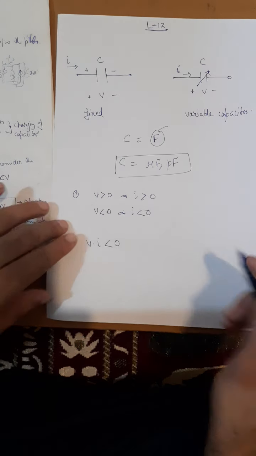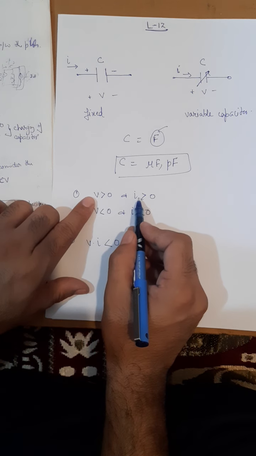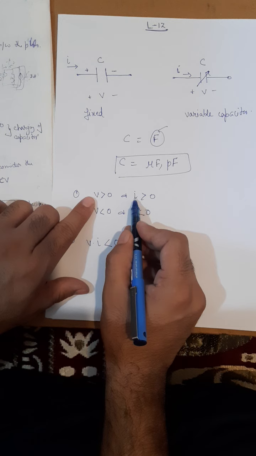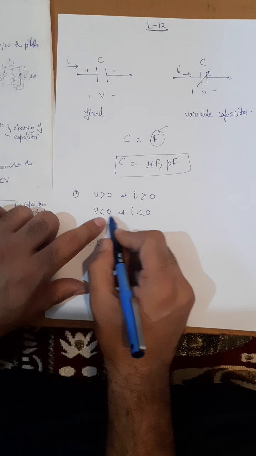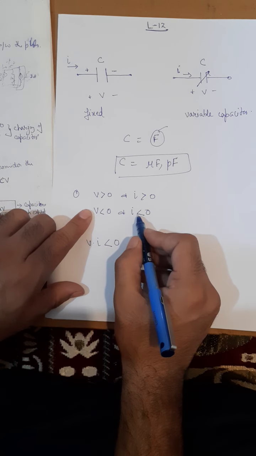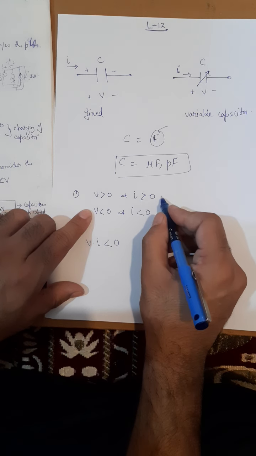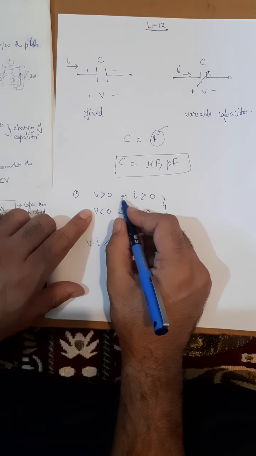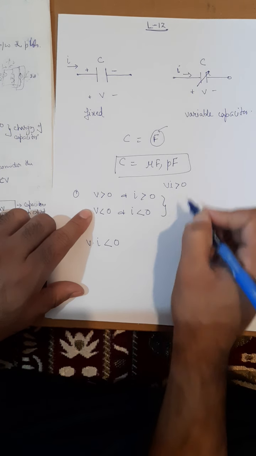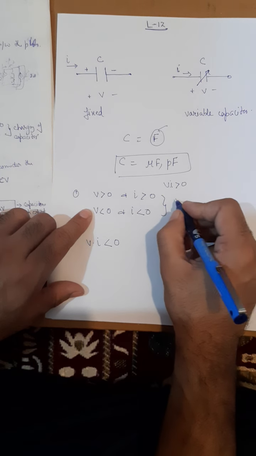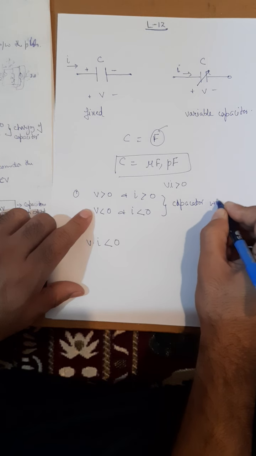Okay, so tell me, if voltage is greater than 0 and current is greater than 0, means voltage is positive and current is positive, what will be the product of voltage and current? It will again be positive. And if voltage is less than 0 and current is less than 0, what will be the product of voltage and current? Both are negative, so the product will be positive, means power here will be positive, here will be positive. If the product V into I is positive, means V into I is greater than 0, in both the cases it is greater than 0. So I will say capacitor is charging. Then capacitor will charge.